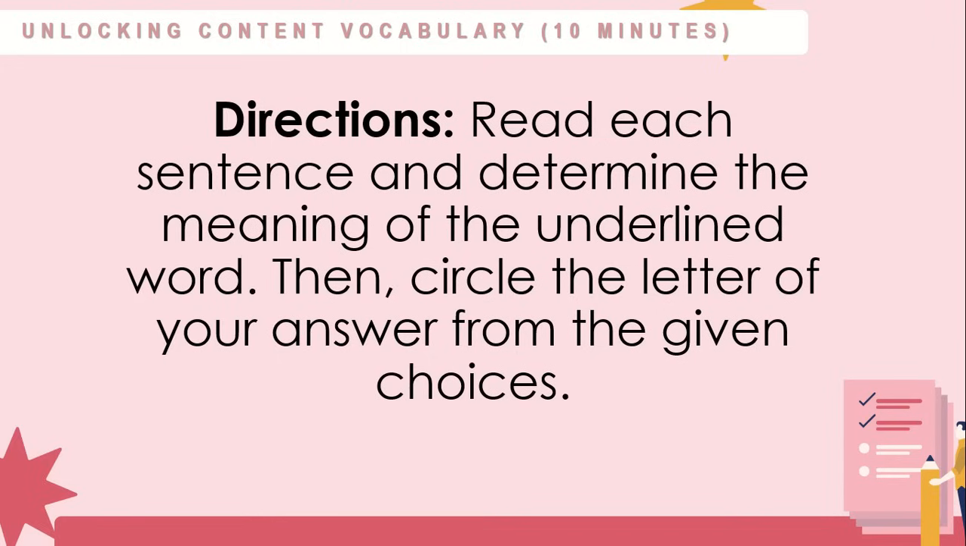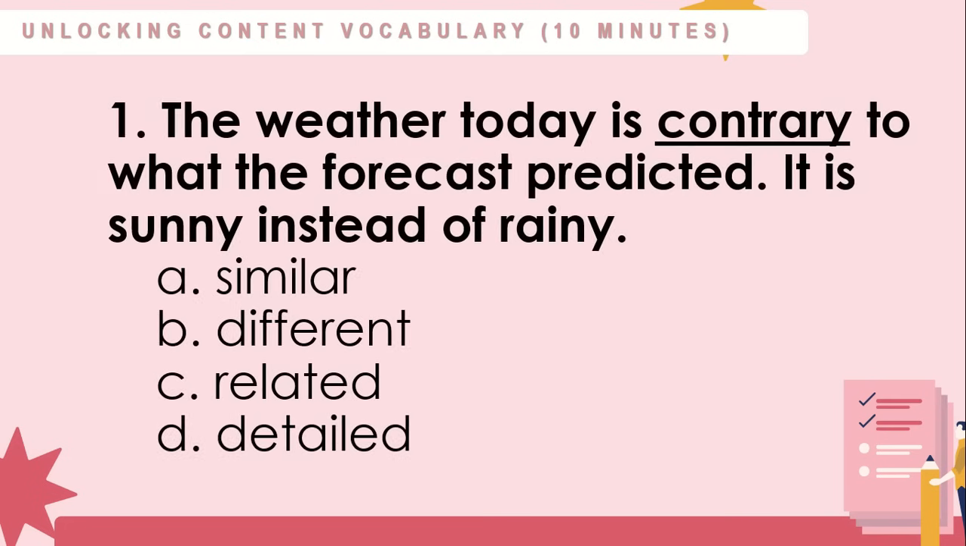For the unlocking content vocabulary, it is good for 10 minutes. Read each sentence and determine the meaning of the underlined word. Then circle the letter of your answer from the given choices. Number 1. The weather today is contrary to what the forecast predicted. It is sunny instead of rainy.